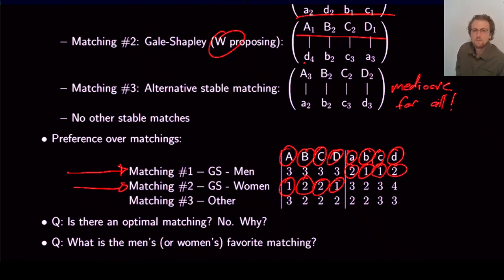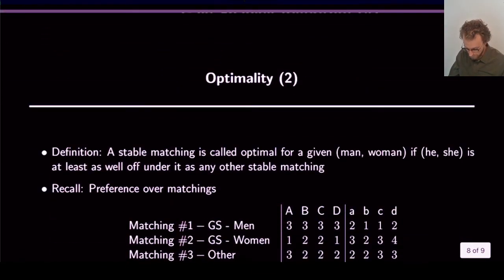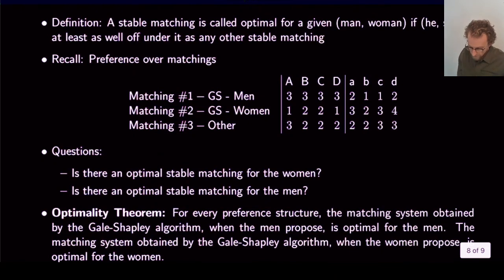So this is also kind of remarkable. In a population of thousands of people, there could be thousands of stable matchings. And the Gale-Shapley algorithm somehow cleverly picks the one that is best for the proposing side in a very strong way. Okay, so we can define a stable matching as optimal. We can call it optimal for a person if that person is at least as well off with that stable matching as under any other stable matching.